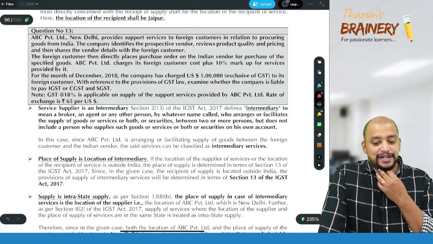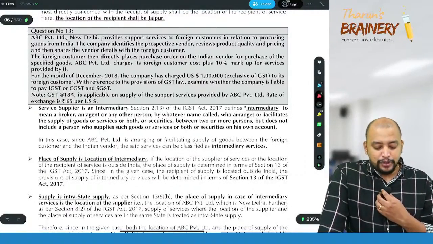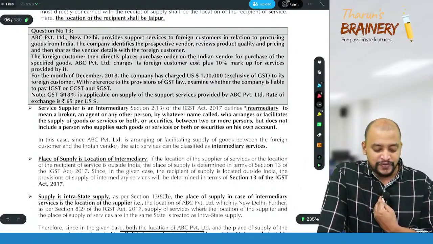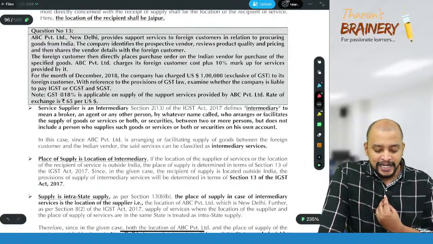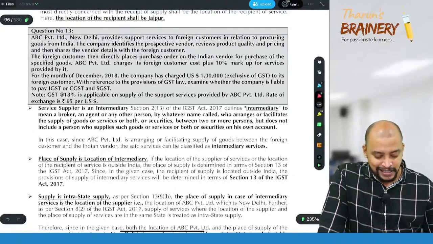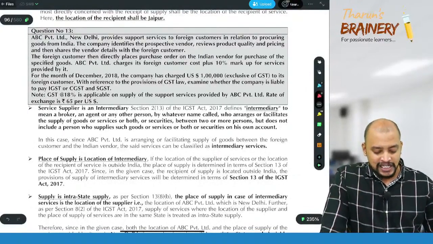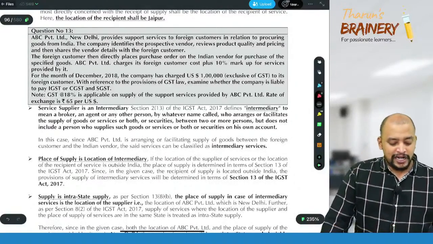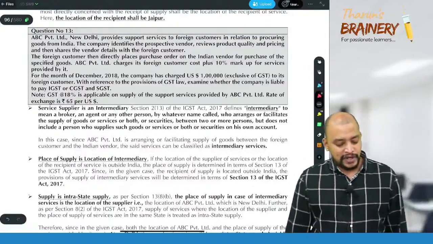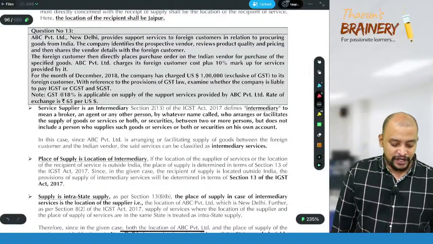ABC Private Limited, New Delhi, provides support services to foreign customers in relation to procuring goods from India. The company identifies the prospective vendor, reviews product quality and pricing, and then shares the vendor details with the foreign customer. The foreign customer then directly places a purchase order on the Indian vendor for purchase of the specified goods.